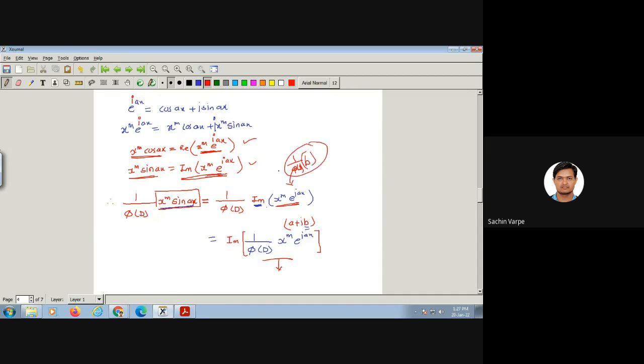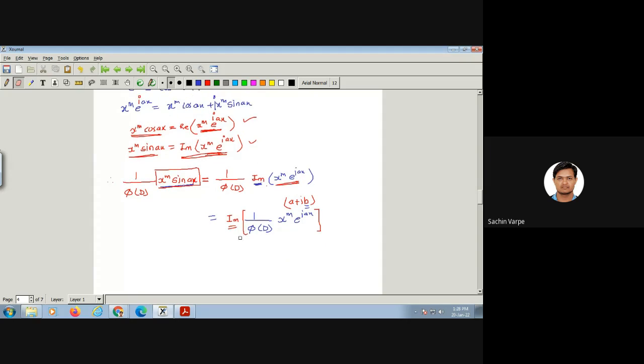ठीक है, it is the same as we operate 1/phi of D onto this and then we take its imaginary part, we will get the same value because 1/phi of D क्या है? That is just an operator. वो कुछ चेंज नहीं करता फंक्शन में, वो ऑपरेट करता है फंक्शन को. ठीक है, तो I have taken just the imaginary part outside the operator. इस इमेजिनरी पार्ट को मैंने ऑपरेटर के बाहर लिखा है. क्लियर?